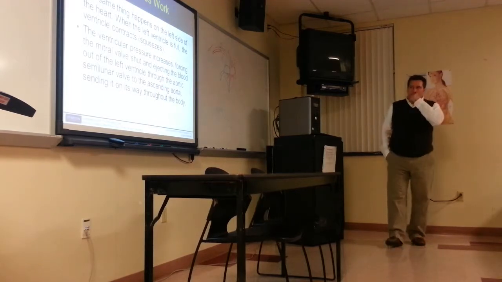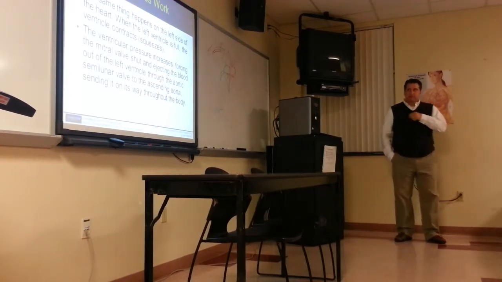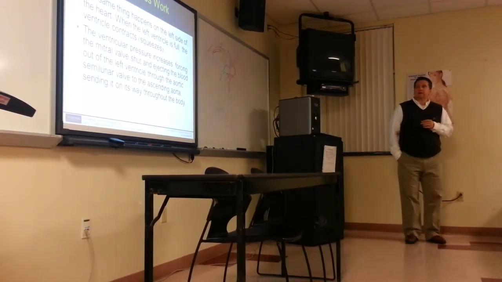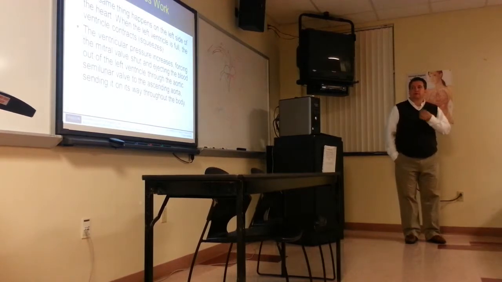On the left side, ventricular pressure increases, forcing the mitral valve shut, injecting the blood out of the left ventricle through the aortic semilunar valve to the ascending aorta. So when blood comes out of the heart, the very first direction it goes is up.